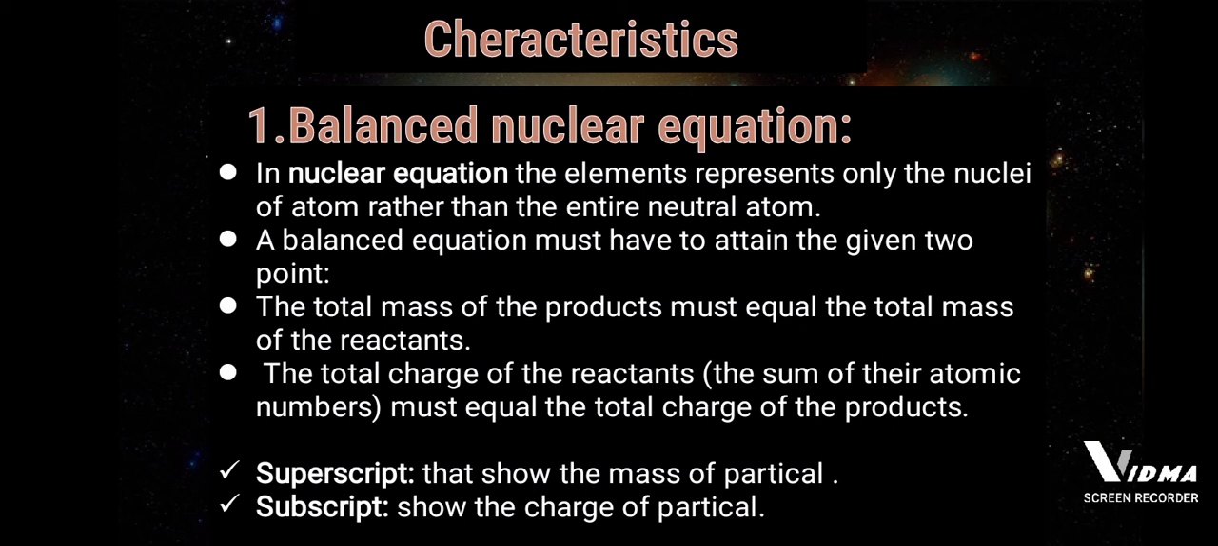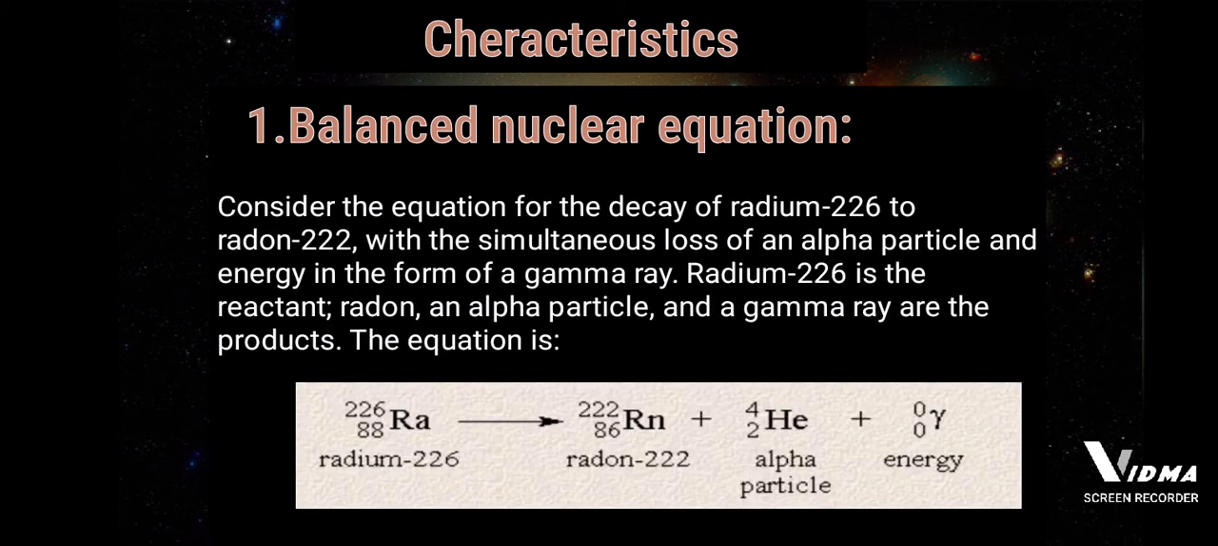Here, the charge of the reactant is the sum of their atomic numbers. So in a balanced nuclear equation, there are superscripts and subscripts. Superscripts show the mass of particles and subscripts show the charge of the particles. So here I quote an example. Consider the equation for the decay of radium-226 to radon-222 with the simultaneous loss of an alpha particle and energy in the form of gamma rays. So radium-226 is the reactant, radon, an alpha particle, and a gamma ray are the products, and the equation is shown in the figure.